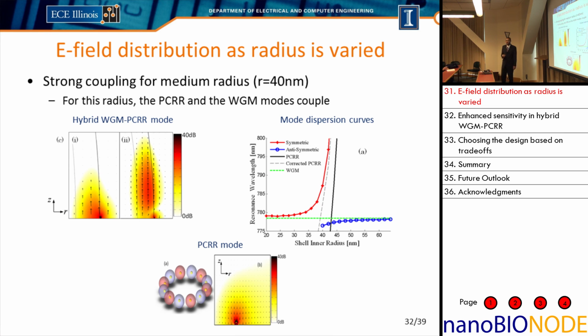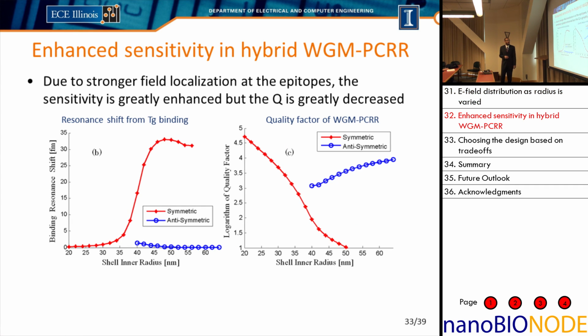I can understand the existence of these two separate curves as simply mode coupling between the plasmonic chain and the whispering gallery mode. The localization of the field at these epitopes is stronger when we're in the strong coupling regime where the radius is close to 40. So when I have a TG binding event on one of the epitopes, I'll get a resonance wavelength shift. And this is how I'm going to sense the TG cancer markers. I'm going to look at the resonance of the microsphere and figure out whether it has shifted. At this value of 40 nanometers, I get a 20 femtometer shift.